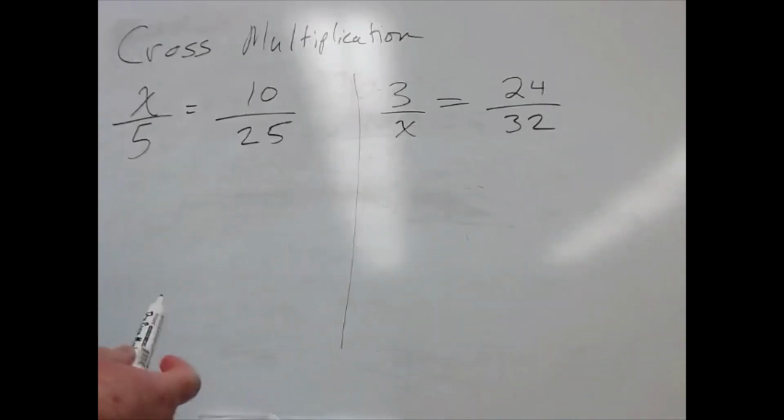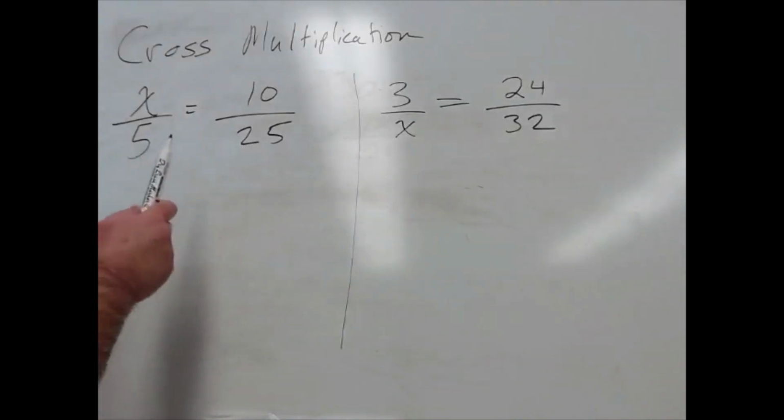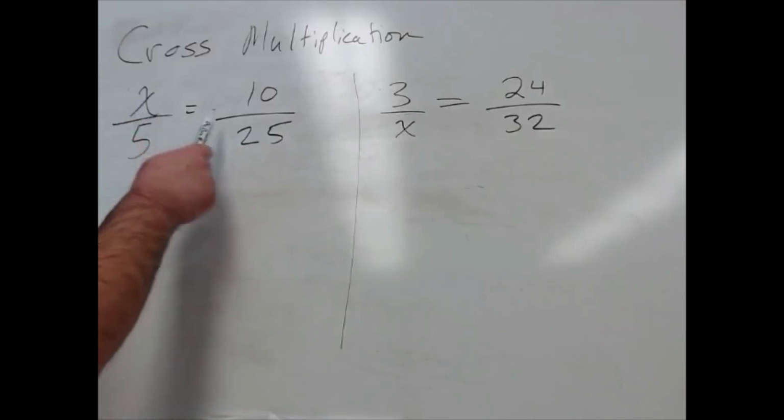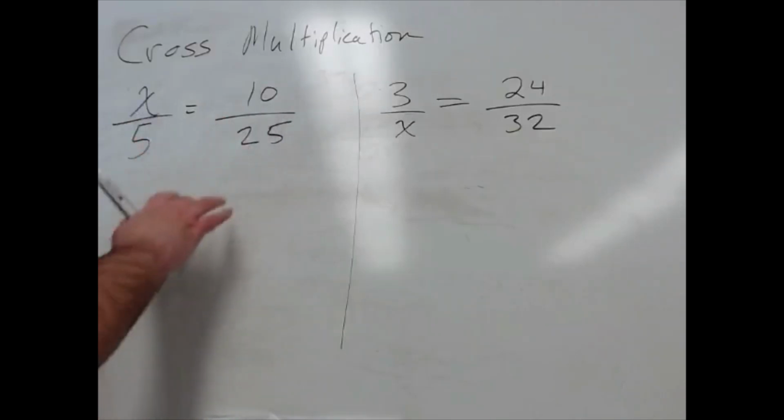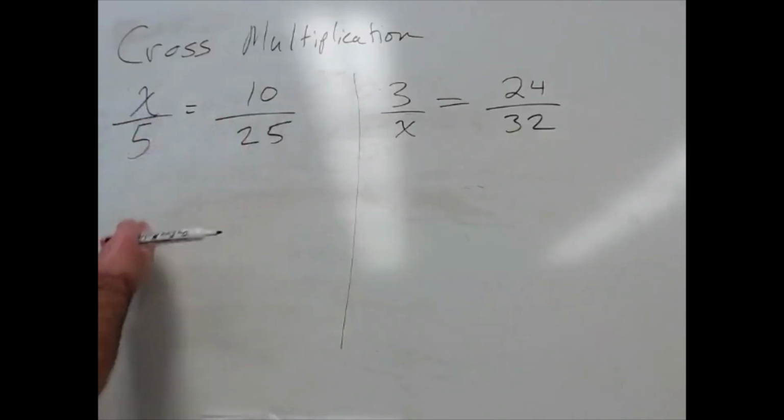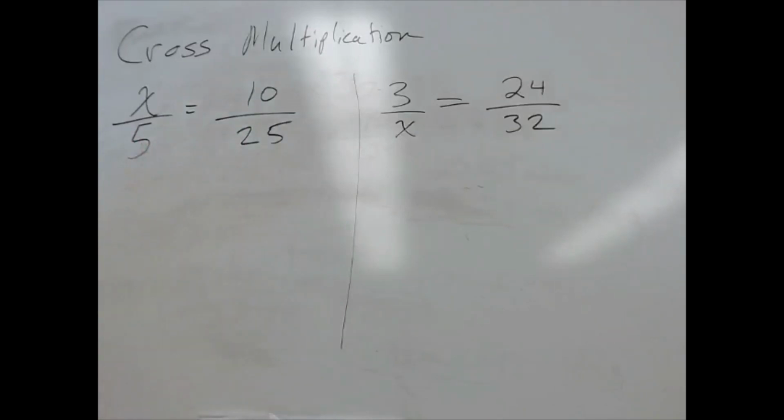So cross multiplication is something that you can use when you have a fraction equal to a fraction. This is actually called the proportion, but really it's two fractions that are equal to each other. You do need to know that they're equal in order to use this.